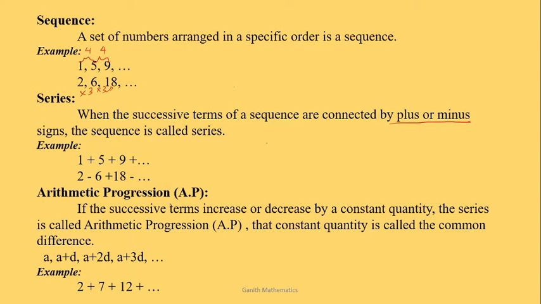Arithmetic progression. Now next we are going to see what is arithmetic progression. If the successive terms increase or decrease by a constant quantity, the series is called arithmetic progression. That constant quantity is called the common difference. So we are looking into this problem.